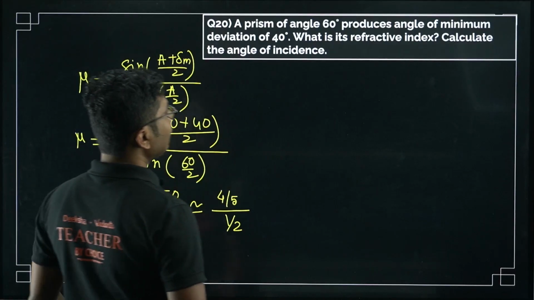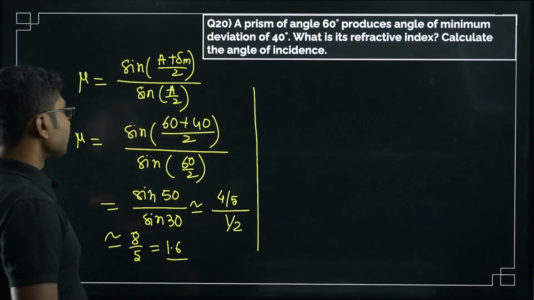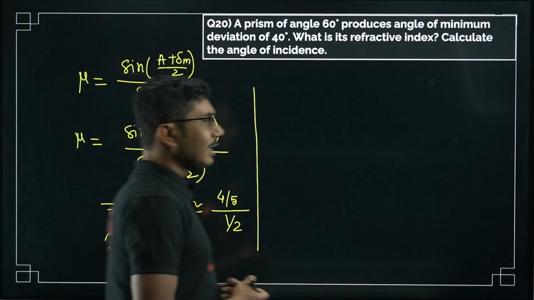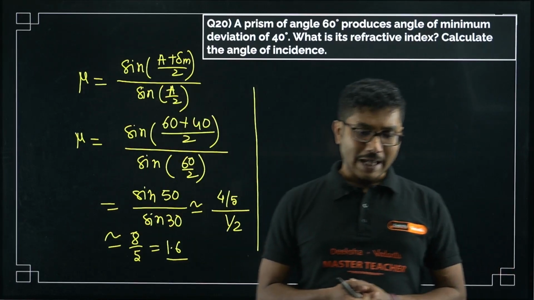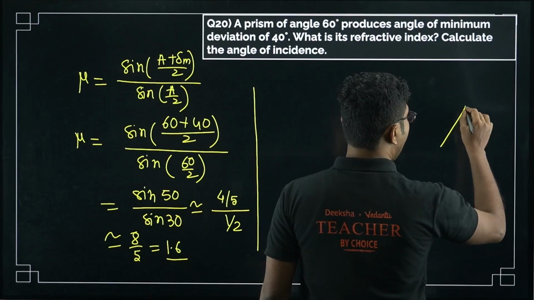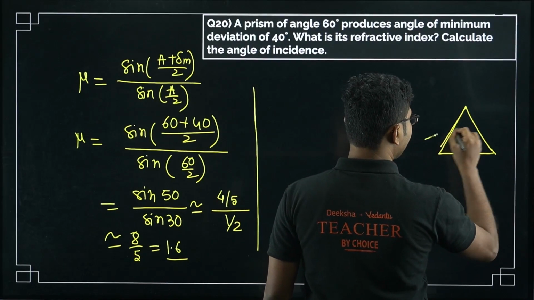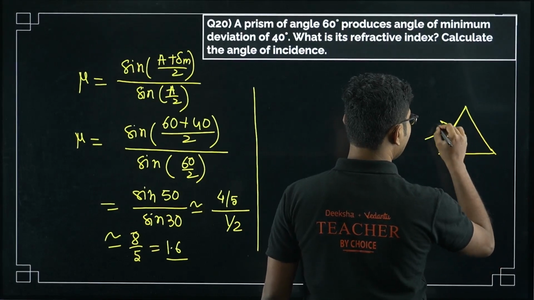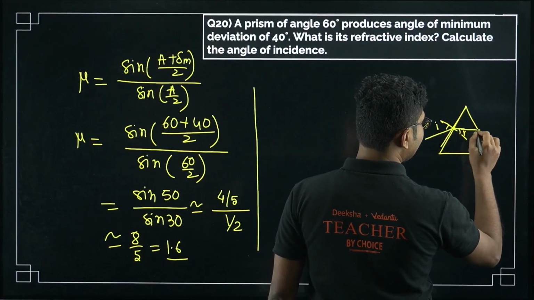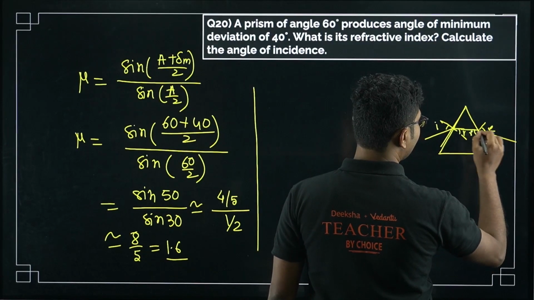Now calculate the angle of incidence. How to calculate the angle of incidence? We know that at angle of minimum deviation, the angle of incidence and angle of emergence are the same, right? So suppose the angle of incidence is I, then the angle of refraction is R, and after that it emerges with the same angle E, and this will also be R. E is equal to I.